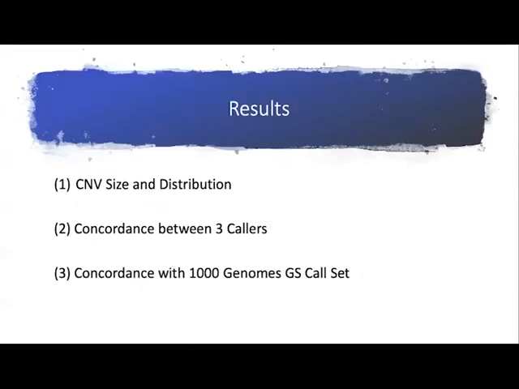I divided my results into 3 sections. First, characterizing the size and distribution of CNVs identified by each tool. Second, concordance between the 3 callers. And third, concordance with a genome sequencing call set from the 1000 Genomes Project.